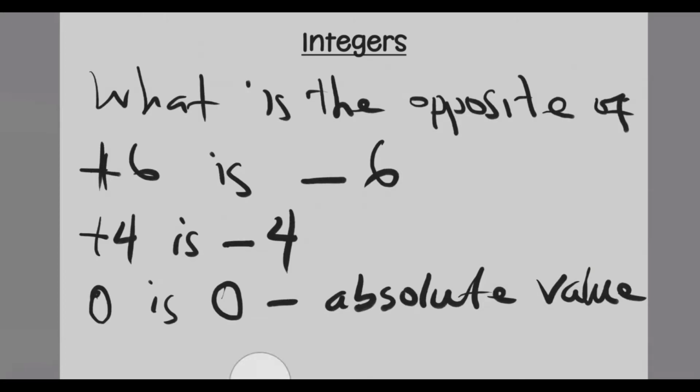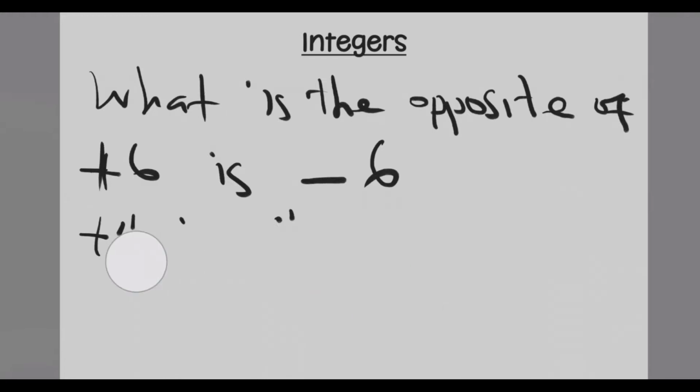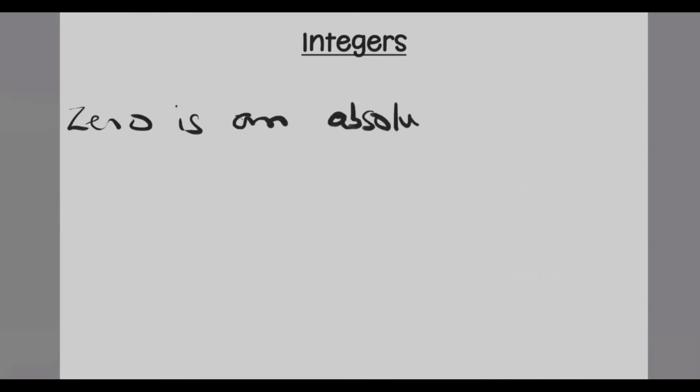Zero is an absolute value. It's neither positive nor negative. Let me write right here: 0 is an absolute value. Okay. And the symbol we use for absolute is this double line.